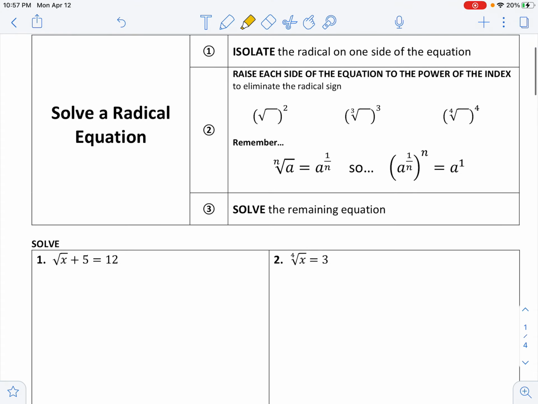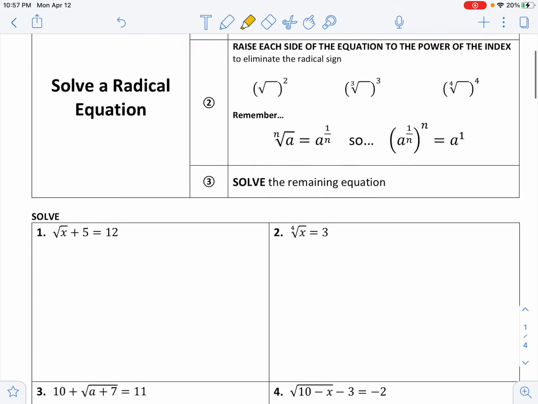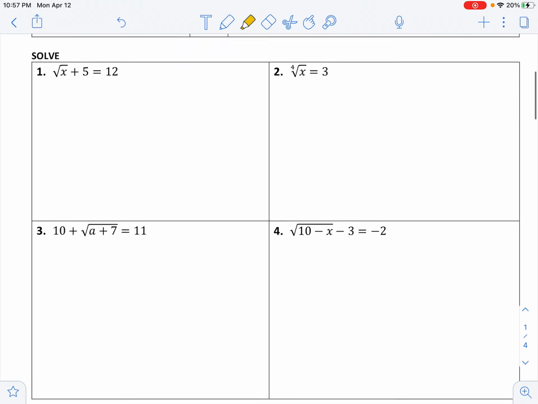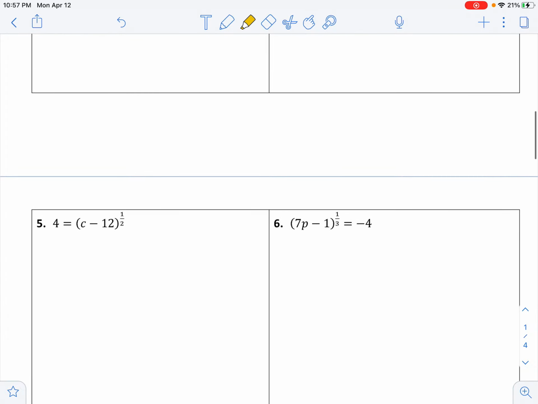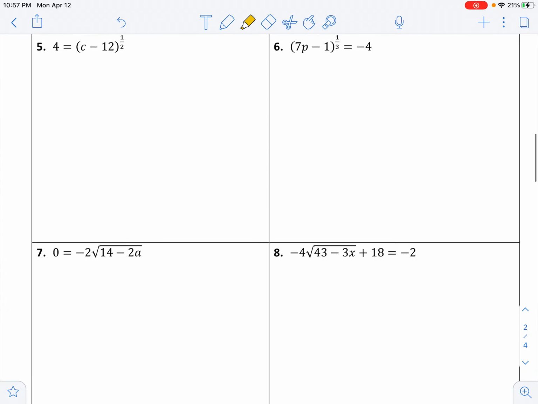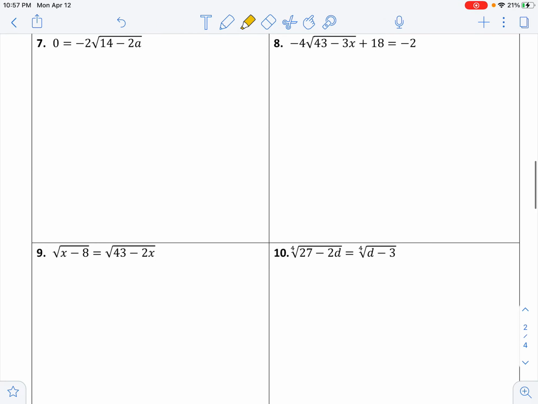Like in example 2, the radical is by itself. All the other problems, the radical is not by itself, so you'll have to do that first. Well, I'm sorry, 5 and 6, it's already isolated also.